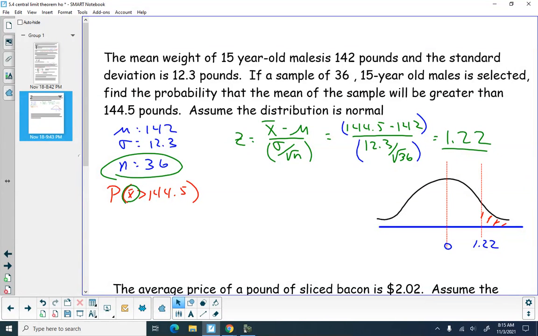And then what do we have to do to find the area on the outside? Subtract 0.5... not 1.22, the z value, your table value. If we look up a table value for 1.22, you get 0.3888. That's our table value. And to find the outside, we're going to subtract from 0.5.